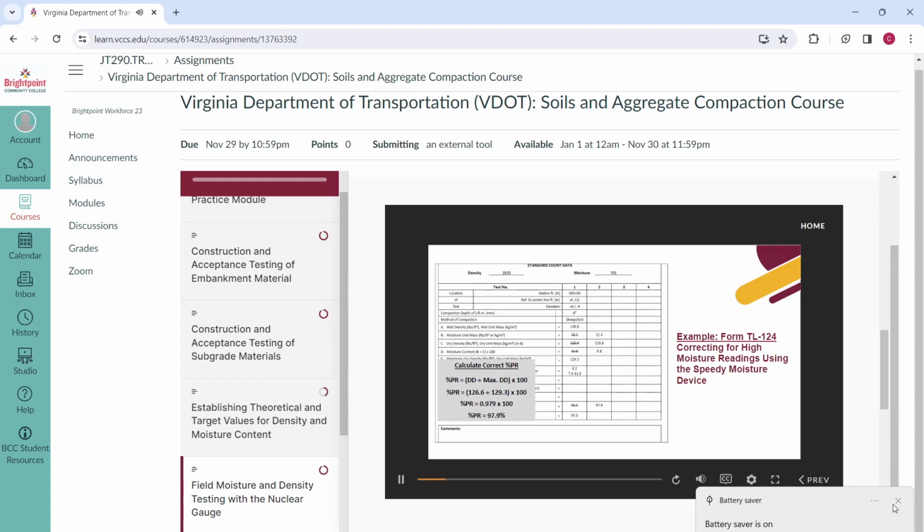Lastly, we'll need to calculate a correct percent of Proctor. To do this, we will take our dry density of 126.6 and divide it by our maximum dry density of 129.3. We then multiply that answer by 100 to find a percentage.